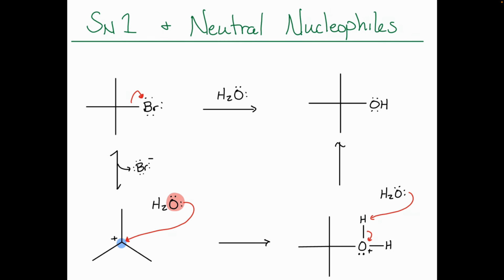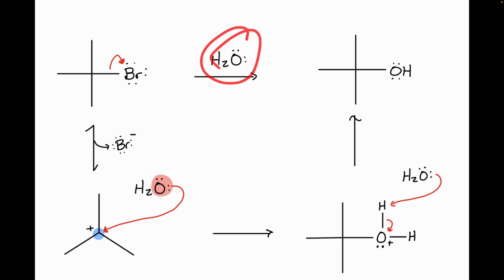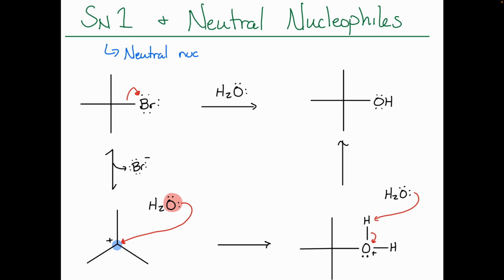So the bottom line is, look at my nucleophile compared to what was actually attached to my molecule. I had two hydrogens over here on my neutral nucleophile, but only one when it formed this bond. So we're going to make a note that our neutral nucleophiles lose a hydrogen when they react.